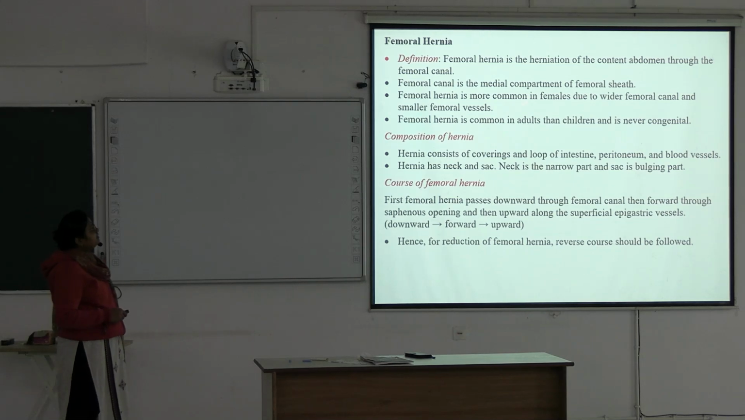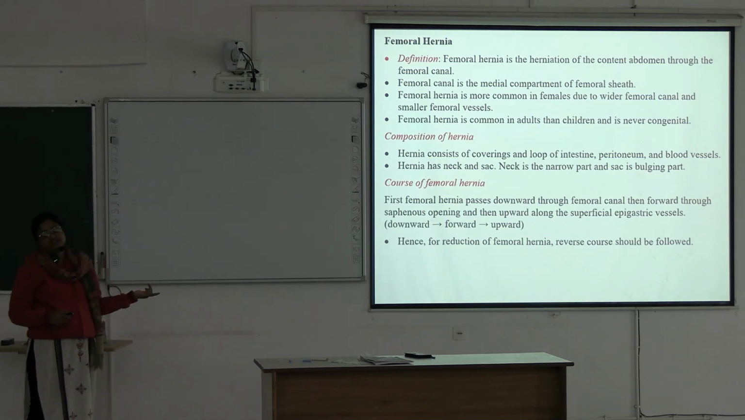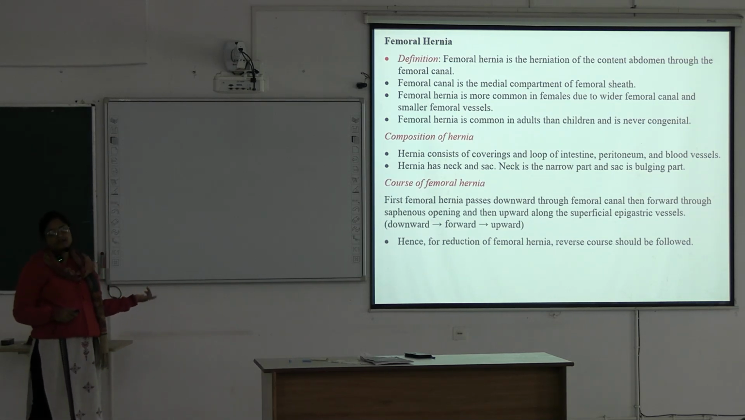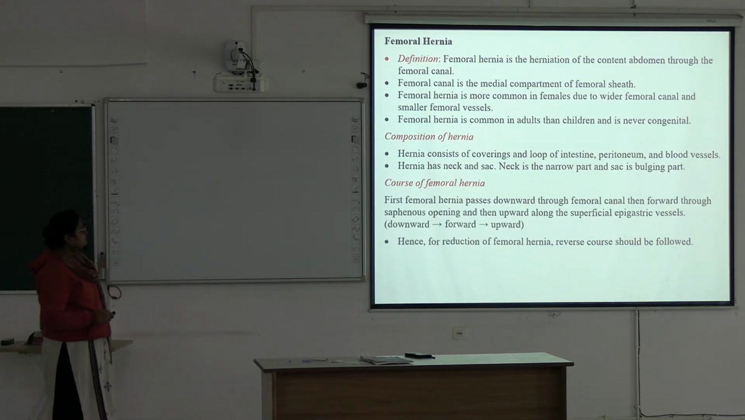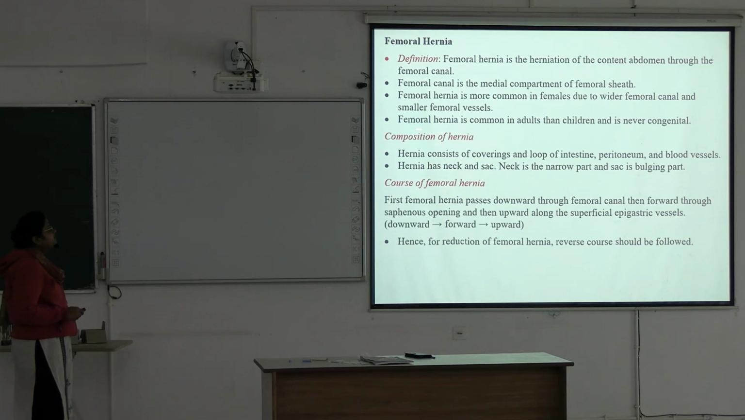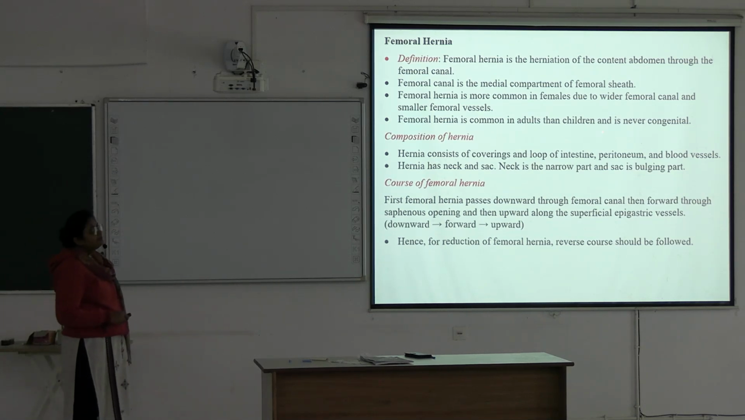Femoral hernia is common in adults than children and is never congenital. Okay, inguinal hernia can be congenital or acquired, but femoral hernia is never congenital, always acquired. What is the composition of the hernia? Hernia consists of coverings and loops of intestine, peritoneum and blood vessels. Okay, these can be involved in hernia. Hernia has a neck and a sac. Neck is the narrow part and sac is the bulging part.